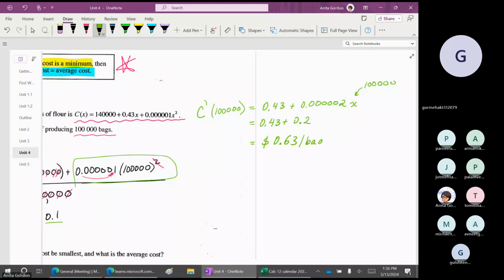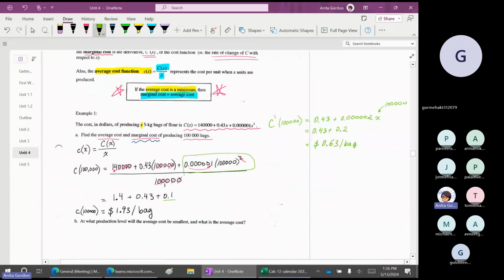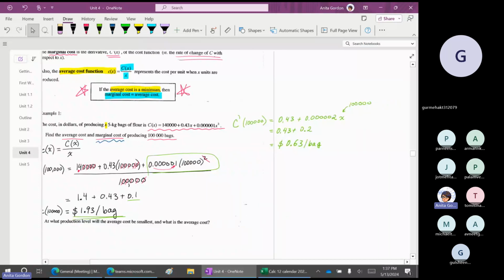per bag. Okay, so what this is telling me is if this company produces 100,000 bags of flour, it costs them an average of $1.93 per bag, and the next bag that they make will cost an extra 63 cents, not $1.93. Does that make sense? This represents the rate of change. It is the cost of making the next bag of flour. This is the average cost of all the bags. Okay?